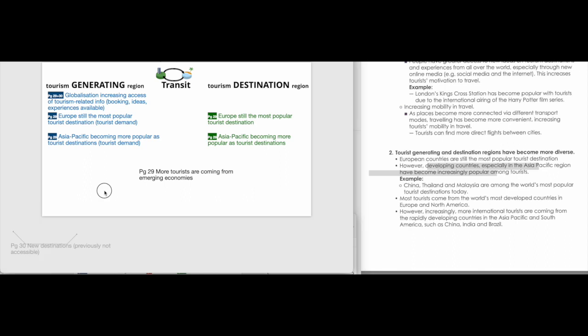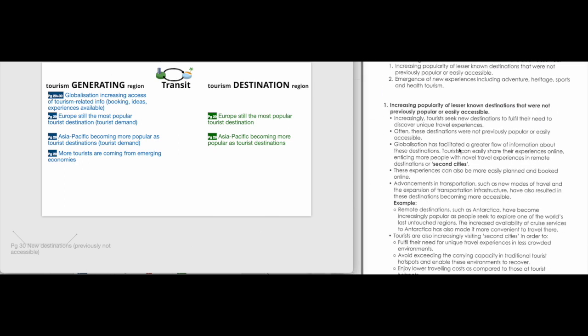Okay, so this one is quite straightforward. It's purely TGR because the emerging economies, their LDCs that are developing more, like China and Brazil, are earning more money, more disposable income. That is why they're able to travel. So that's why there's more tourists traveling. That's why it's a TGR thing.